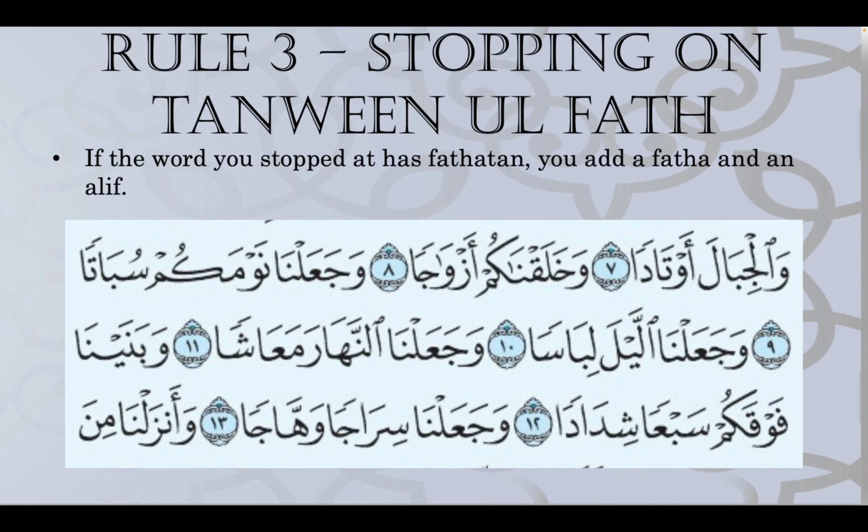Rule number 3. We talked about the 5 diacritics, and the 6th diacritic, which is the tanween al-fath. We talked about kasratan and dhammatan; those turn into a sukoon. When you see fathatan or tanween al-fath, if the word you stop on has fathatan, you add a fatha and an alif. And this is how you're going to recite it.